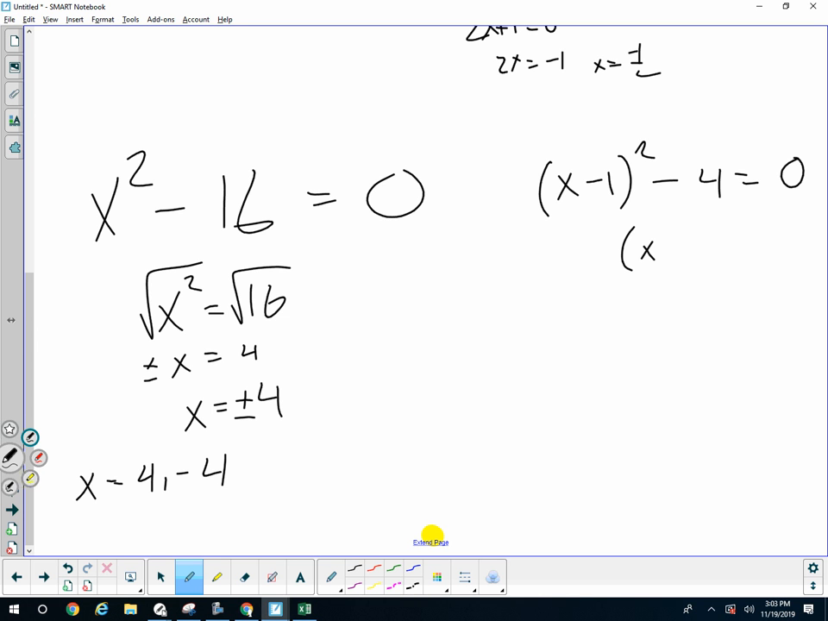Add 4 to both sides. I get x minus 1 squared equals 4. Square root both sides. I get x minus 1 equals a positive or negative 2 because I'm solving an equation. So that means x minus 1 could be negative 2 or positive 2. Add 1 to both of those numbers. I get negative 1 and 3. Both 3 minus 1 squared, that's 2 squared, which is 4, minus 4 is 0. And negative 1 minus 1 is negative 2, squared, which is 4, minus 4 is 0.